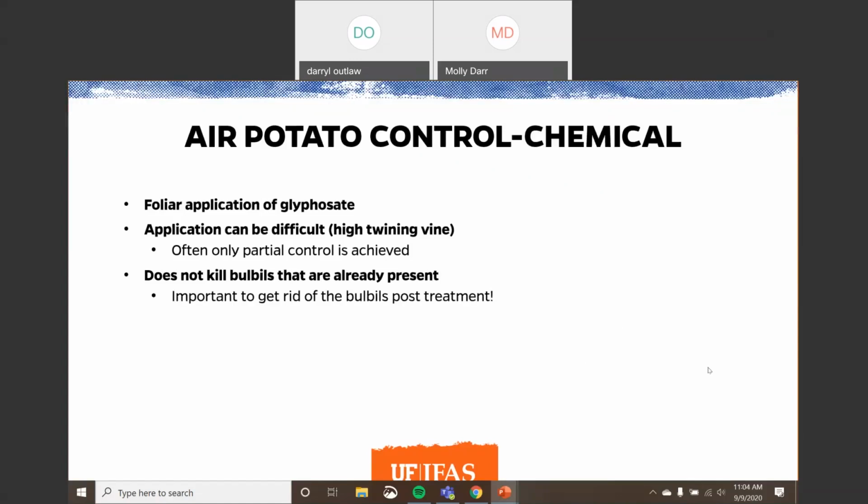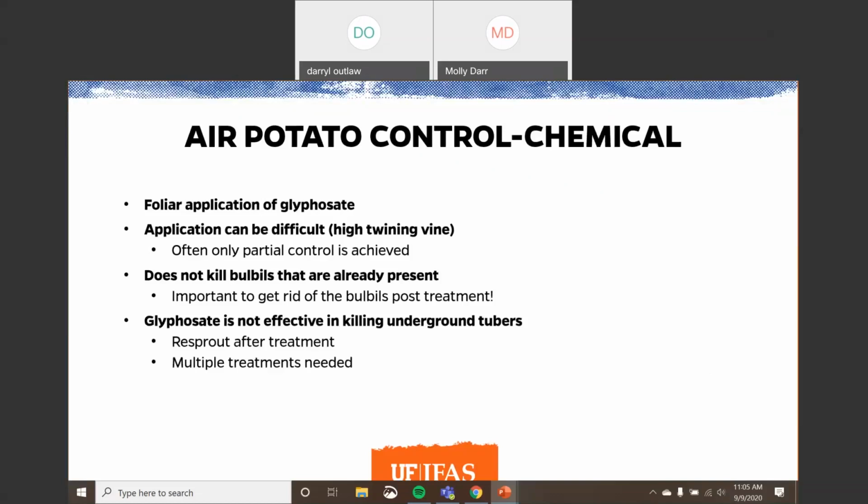And so it's extremely important to get rid of the bulbils post-treatment. I cannot stress that enough. You must get rid of those bulbils if you want to make any headway with this vine. All right, next. Okay, glyphosate is also not effective in killing underground tubers. So these plants not only produce those aerial bulbils, but they also have these large underground tubers. All right, next. These tubers will resprout after treatment, and so therefore multiple treatments are needed.